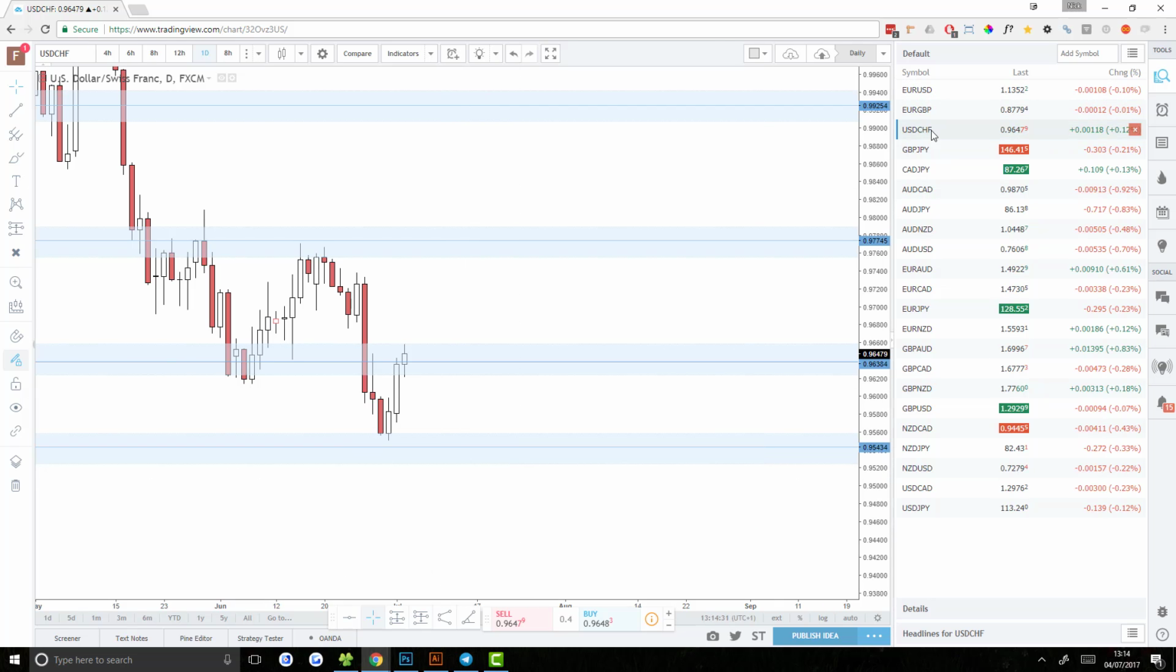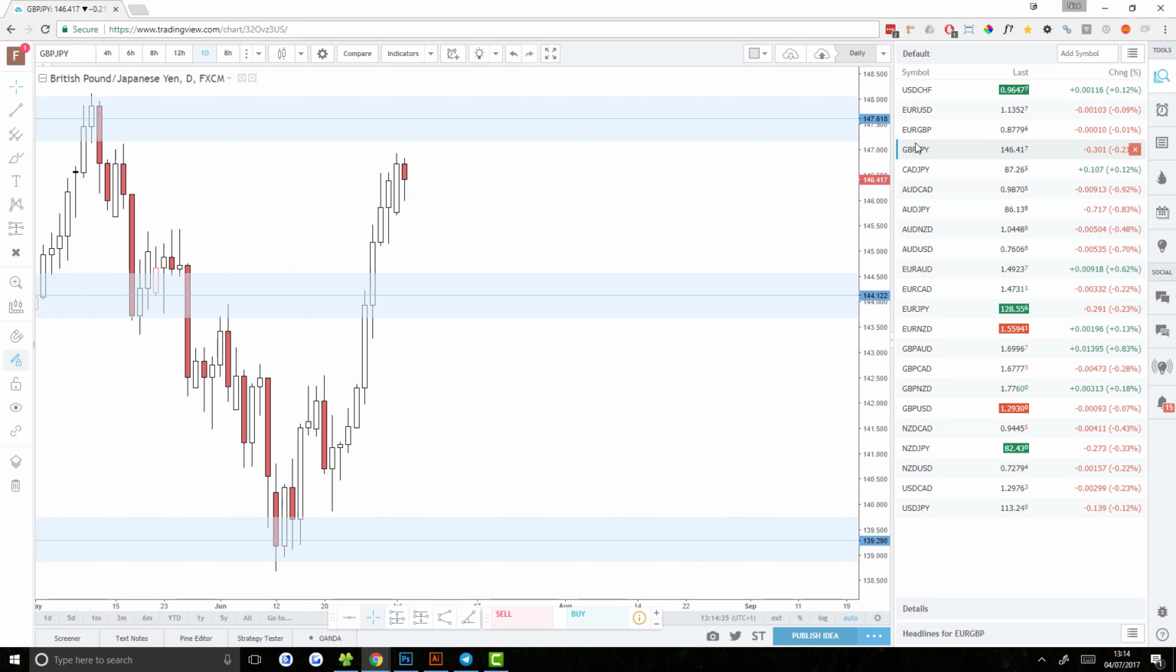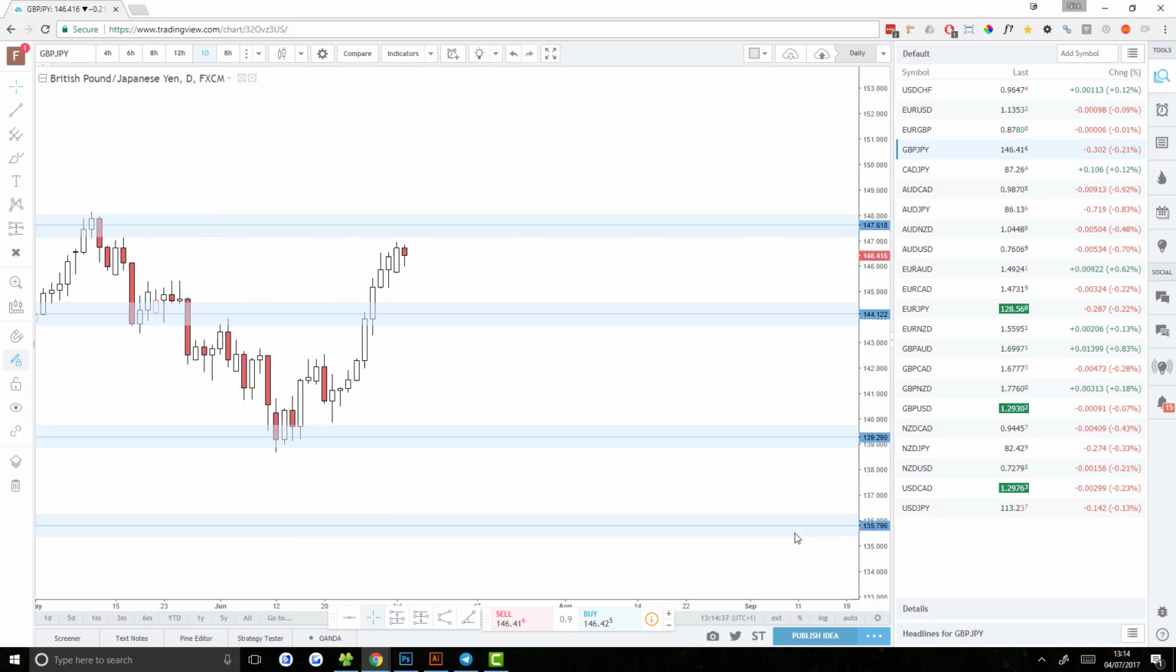Do watch out for this, USDCHF. It actually looks kind of decent. It looks like we might get a continuation reversal here. There is potential there, so do watch out for that.